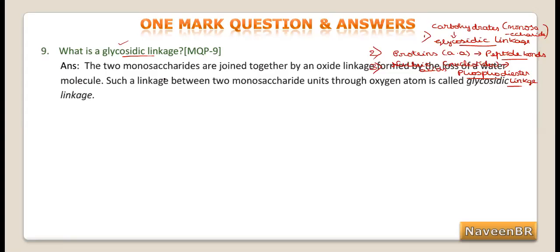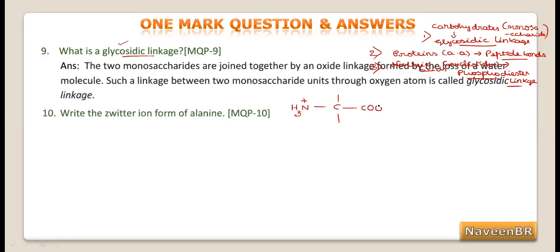Now we'll observe the next one. Write the Zwitter ion form of alanine. Now we learned that a Zwitter ion is a neutral ion. With respect to any simple amino acid, on the left side we write the NH2 group. A base, by accepting one H plus, becomes NH3 plus, and an acidic group COOH, by losing its H plus, becomes COO minus. Having both a positive charge and a negative charge on the basic group and the acidic group in the amino acid is known as the Zwitter ionic structure.